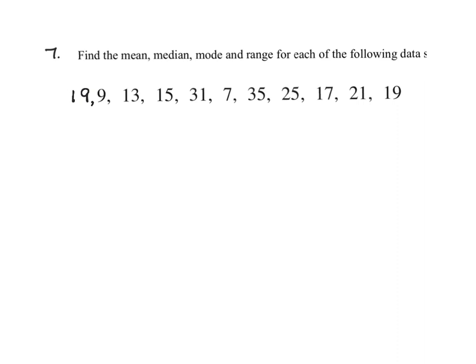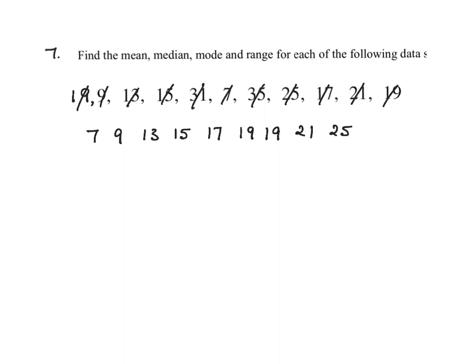So a question on statistics. First thing we have to do is to arrange the data in order, smallest to largest. So I've got 7 and a 9. And I've got 13 and a 15. 17, 19, 19. 21, 25. 31, 35.